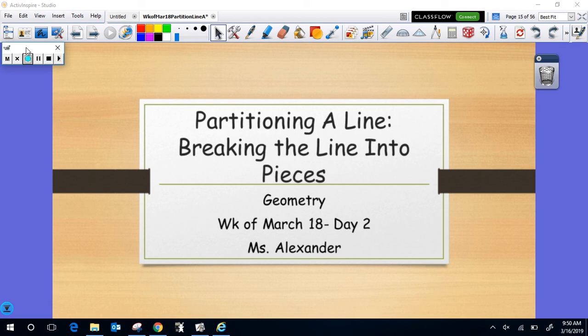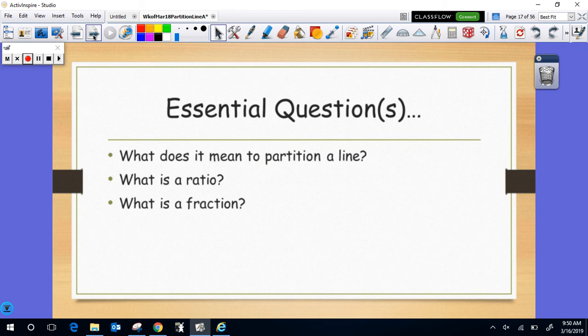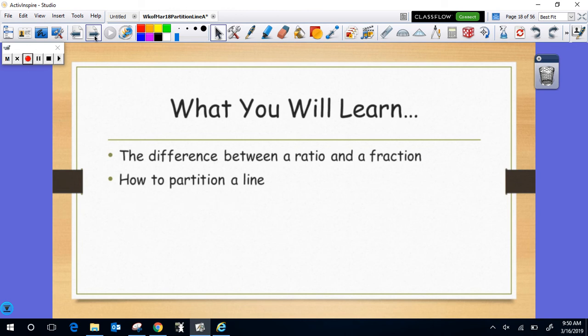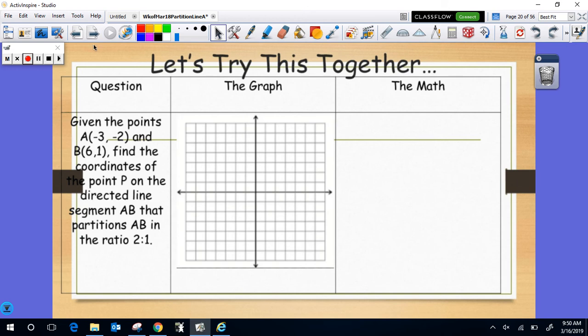Alright, so we are going to talk about breaking a line segment into different pieces, and we're going to do this with a certain ratio. We talked about this yesterday in class. What you're going to do is learn how to partition a line segment. Let's try this first one together.